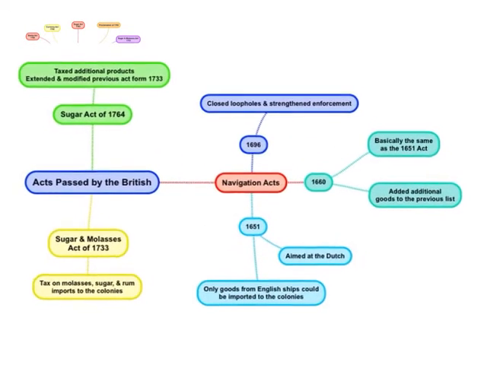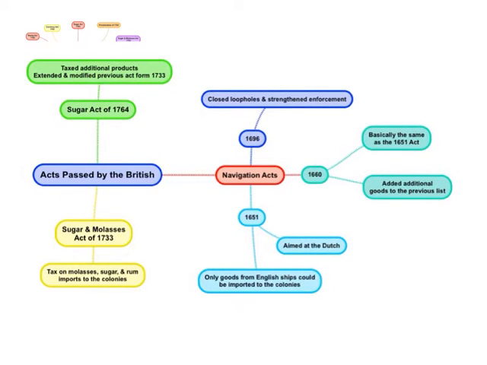So now let me bring up my other graphic, and let me show you some details about these acts. So we have the Navigation Acts. Now, we're going to focus on three. There were several more Navigation Acts that we could talk about, but for time's sake, let's focus on just these three.